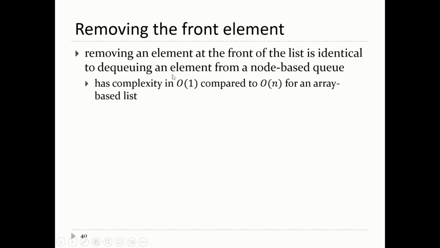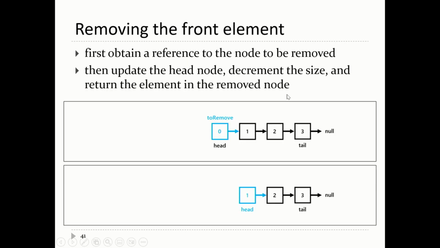Okay, so I'm going to start by removing the front element from the list. There's no remove front method in our interface, but most linked list implementations provide this method, and it's because you can do this efficiently in a linked list. Right? So to remove at the front of a list, you can do that in O(1) complexity compared to big O of n in an array-based list. Right? So to remove the front element of a list, it's just like dequeuing an element from a queue.